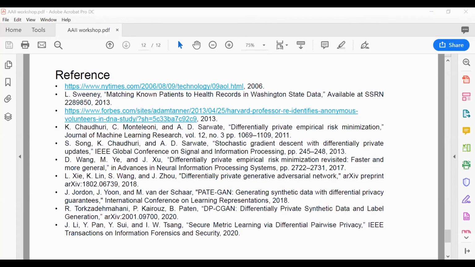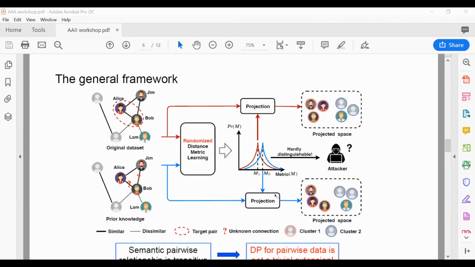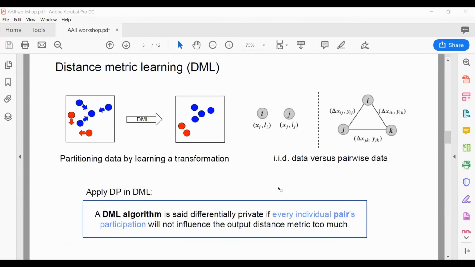May I ask a question? Yes, please, go ahead. Please refer to the slides, distance metric learning. Can you explain the difference between distance metric learning and other distance measurements? Other distance what? Sorry, I can't hear clearly. Like the distribution distance or the space distance.